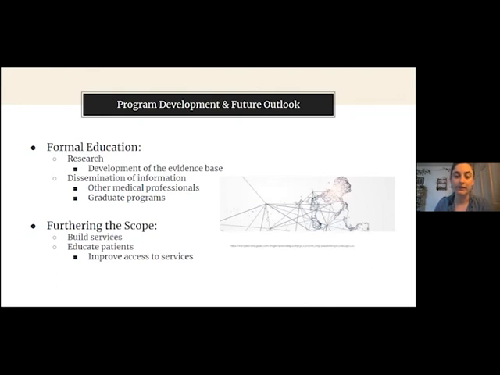In terms of furthering the scope of OT services in hospice care, two key areas that we identified from our research are those of building further services and of educating patients about existing services that are available to them. An example that Eliza mentioned is that sometimes family members aren't sure whether rehab or hospice is a better option for their loved one. That's just one of the many kinds of decisions that a palliative care OT can assist with.